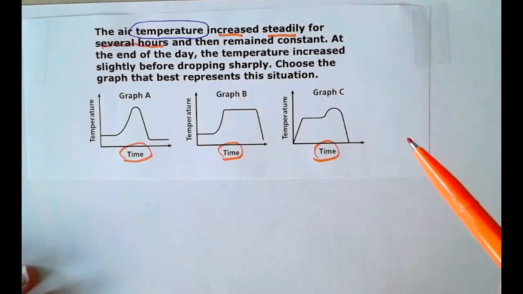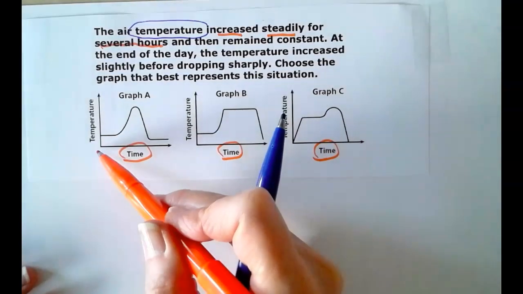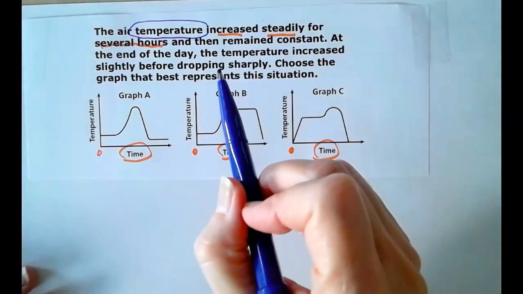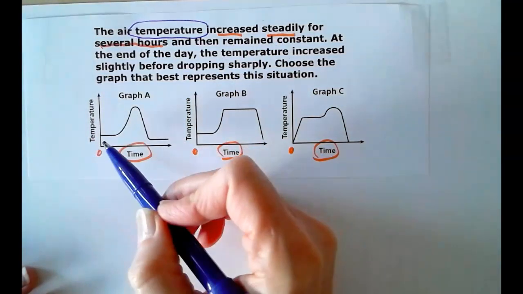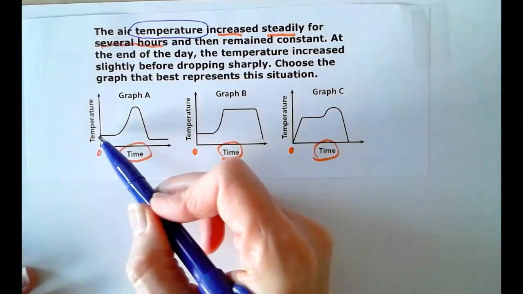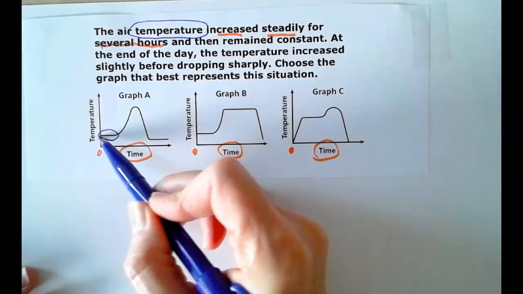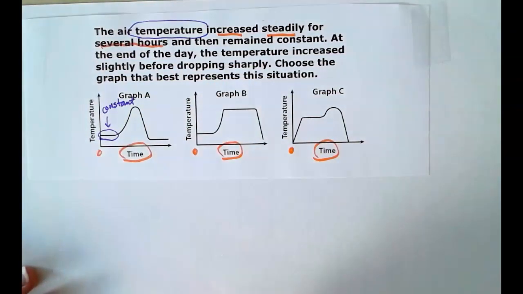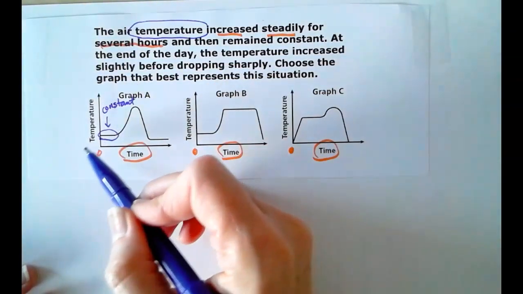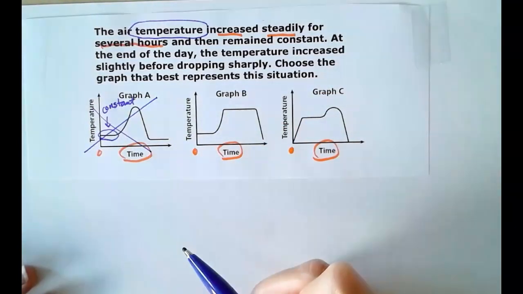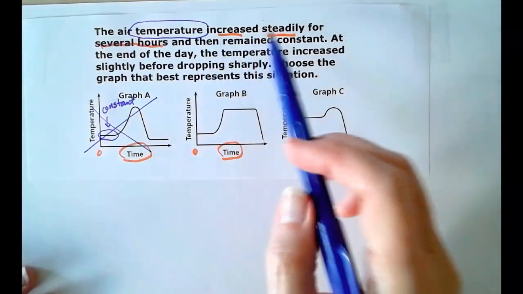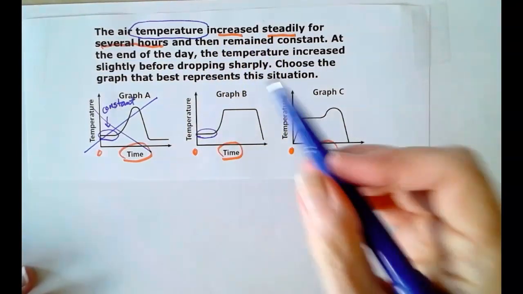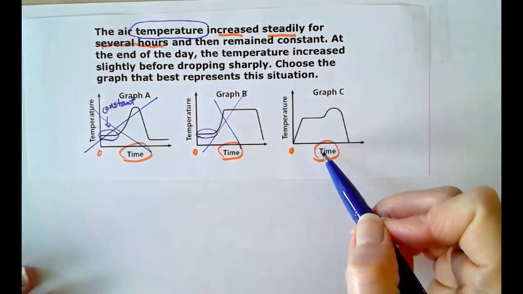So let's start taking a look at these graphs. If time starts at 0 here at the origin, and it says that our temperature increased steadily, does this appear to be a steady increase? No. When we see a flat line here, that is a constant slope. So the temperature is doing nothing in this graph. It is definitely not A. And then what do we have? The temperature increased steadily. Again, is that a steady increase in temperature? No. So it cannot be B. It must be C.